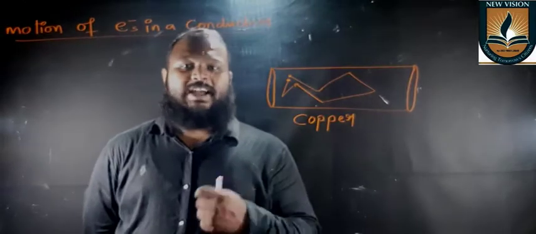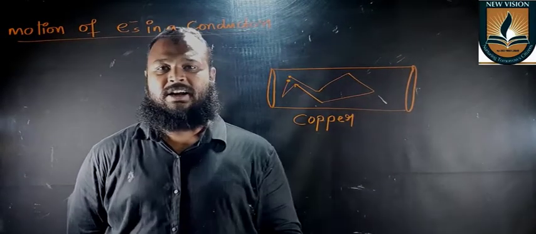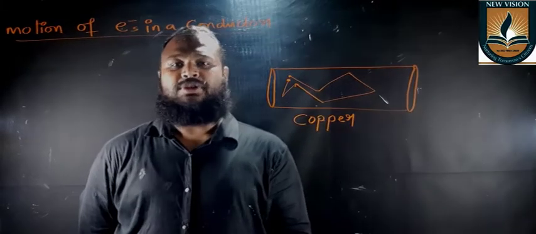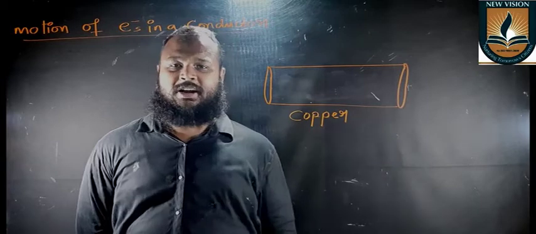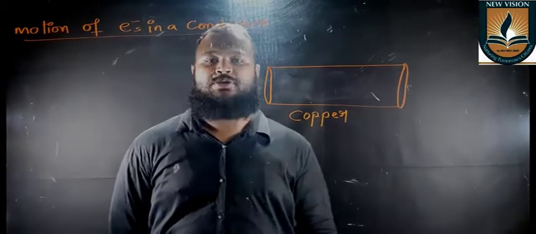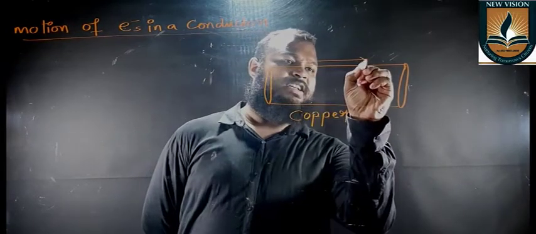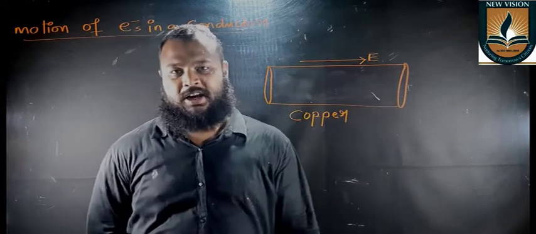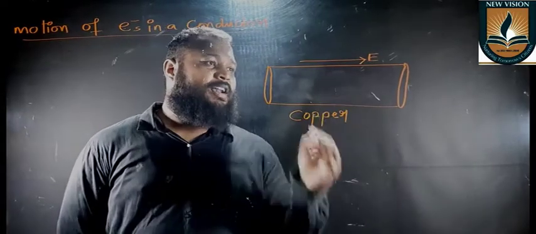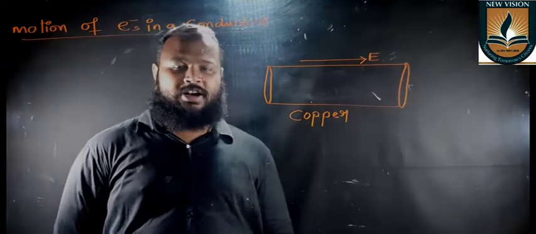So let's see what happens when an electric field is set up inside the conductor and discuss the motion of electrons. Let's say an electric field is set up inside the conductor and see what happens to the motion of electrons. So this is the direction in which I have set up an electric field inside the conductor. The electric field exerts force on an electron.